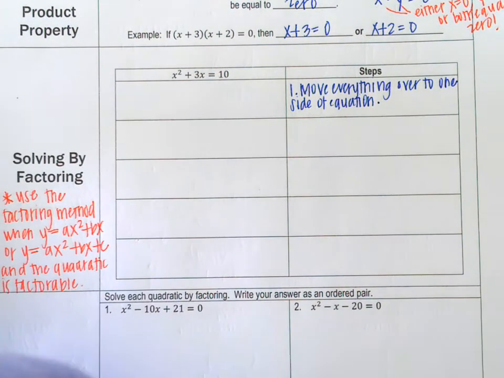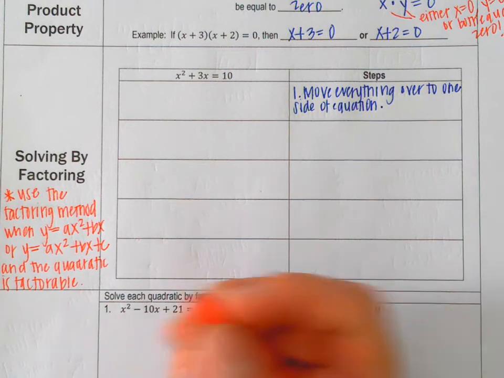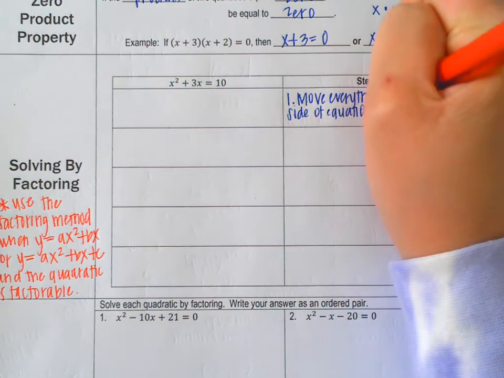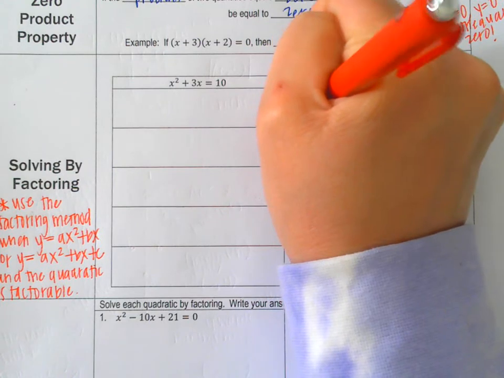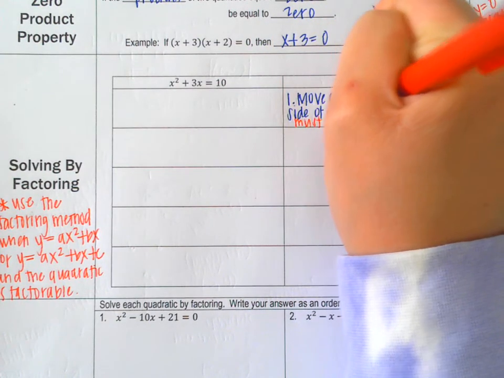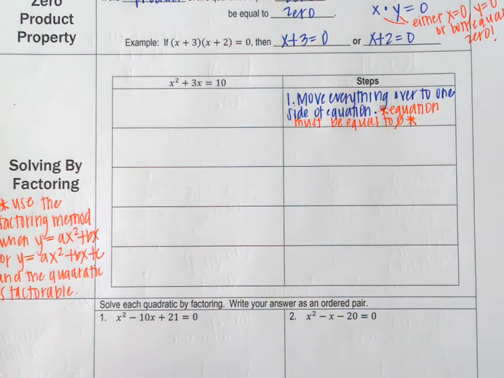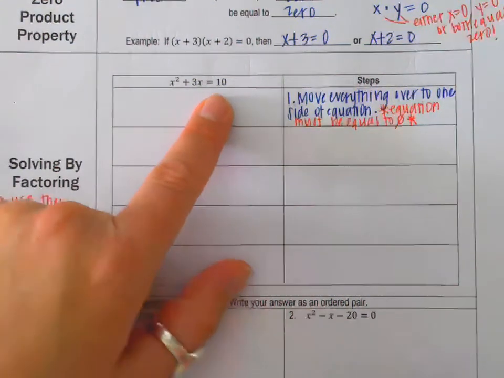What's super important, and probably the most important thing here, is the equation must be equal to 0, which is going to lead us into the zero product property. If it's not, this method is not even something you could do. So you're always wanting the equation to be set equal to 0. Okay, so that's our first step. Is my equation set equal to 0?